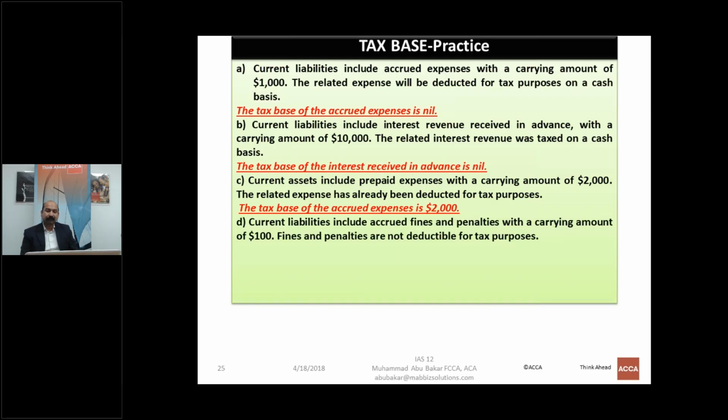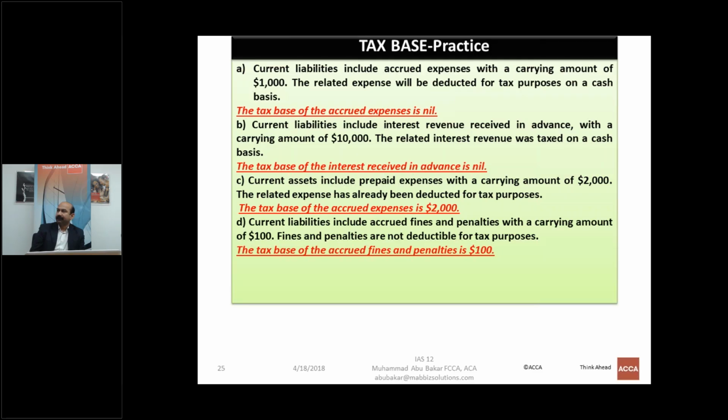Then another example: current liabilities include accrued fines and penalties with a carrying amount of 100. Fines and penalties are not deductible for tax purposes. So what is the tax base for this? This is an example of permanent difference. People are saying 100 mostly. Bobber Hatak 0. Mariam Alauddin 100. Mathur Jadon 100. 100 is correct, because this is the permanent difference, and its tax base will be equal to its carrying value, which is 100.